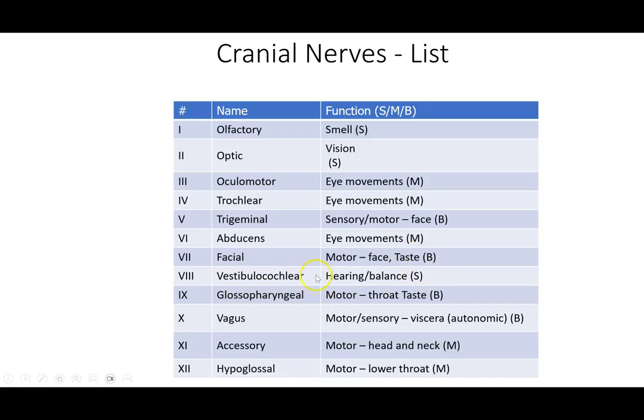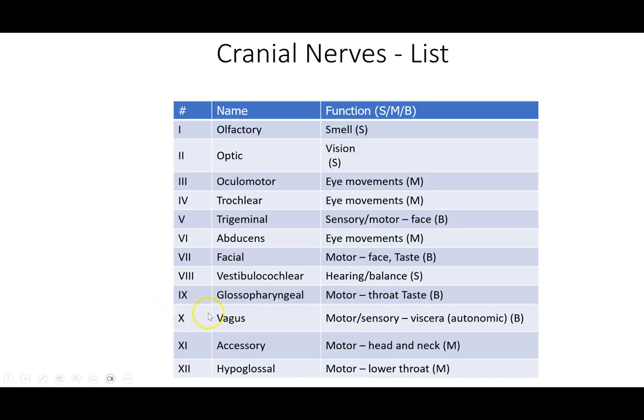This is another one you'll need to know for lab again, vestibulocochlear. This is for hearing and balance. So we'll see this week as well with the ear models. So this is a sensory only nerve. Next one down, glossopharyngeal. This is a motor nerve for the throat. So that's swallowing reflex. So it controls some muscles in the oral cavity and upper portion of the esophagus or throat. So controlling some of those. And then it also is going to help with the sense of taste and producing saliva as well.